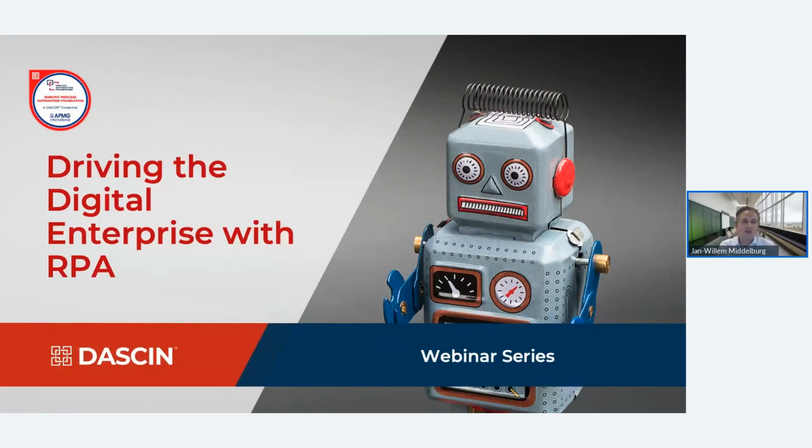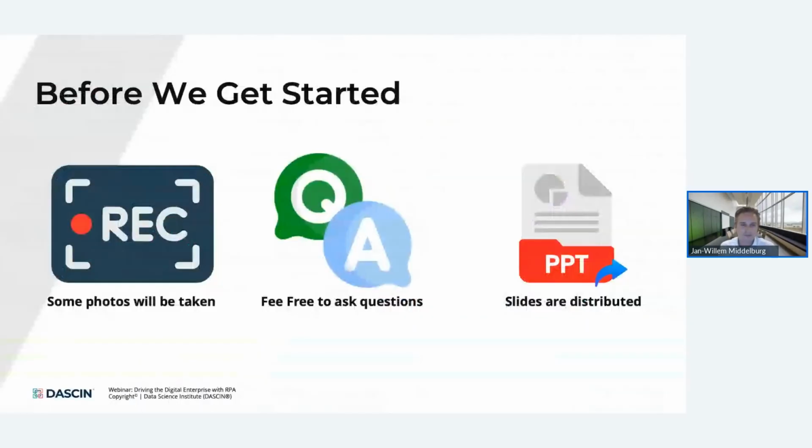And for today, we're going to be focusing on a topic that is very close to my heart, and that is how to drive digital enterprise transformation with robotic process automation. I promise this is going to be a very fun and engaging session. And throughout this next 40 minutes, we're going to see how RPA is transforming the way organizations operate.